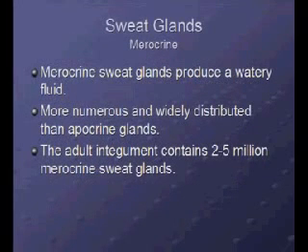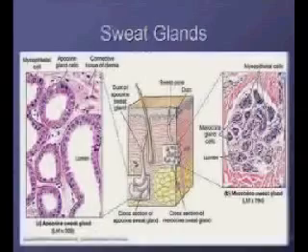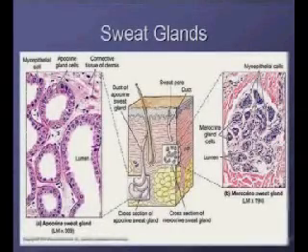Eccrine sweat glands. Eccrine sweat glands produce a watery fluid, more numerous and widely distributed than you see the apocrine sweat glands. The adult integument contains about 2 to 5 million eccrine sweat glands. This is a histological slide illustrating the eccrine sweat gland.